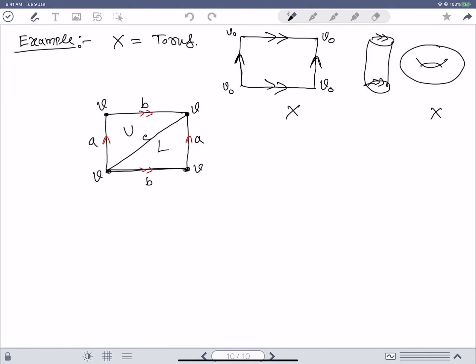That means we can write X, the topological space which is the torus, as the union of U, L, A, B, C and the vertex V, right? Now note that A, B, C are not edges, and U and L are not triangles. They can be images of triangles, but they are not triangles. If you look at U, all three of its vertices are identified, so it is not a triangle. Similarly, L is not a triangle. Similarly, B is not an edge. It is just a circle, because we have a line segment and both endpoints are the same.